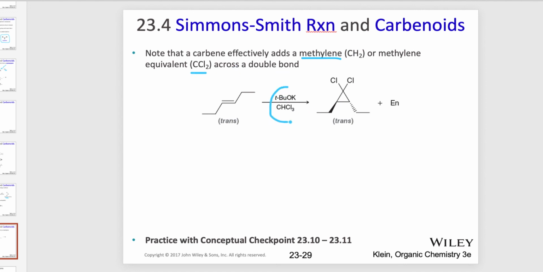When you see these conditions, a strong base and chloroform, this could be any kind of CHX3, from which we eliminate HX, you form the carbene. So understand that this is a delivery vehicle for X, X, and then carbene, dot, dot.